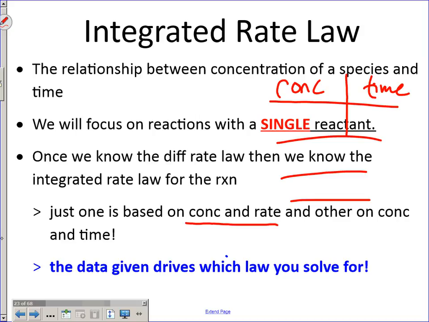But a lot of our reactions when we deal with integrated rate law, we deal with 1 reactant. We say that 1 reactant is either 0 order, 1st order, or 2nd order. We don't deal with 2 reactants or 3 reactants a whole lot because it gets very messy. So that's what we will collect data on so we can derive our own rate laws. So let's talk about rate laws now.